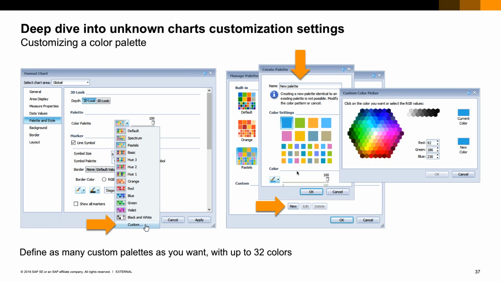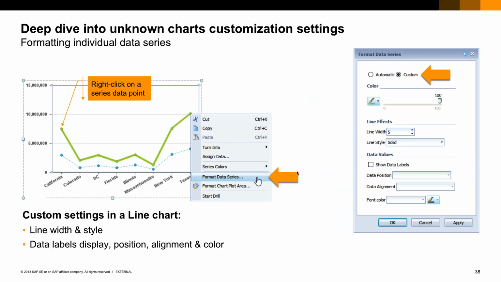Then next, not very well-known settings: the format individual data series. Again, this has existed since 4.1, so it's not new, but it's not very well known, because it's difficult to find. You need to click on the data point on your chart or on the legend item if you have the legend displayed next to the chart. And here in the contextual menu, you have this format data series menu item, and using this item you can choose to customize the data series.